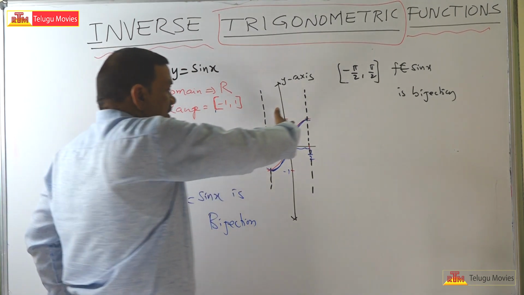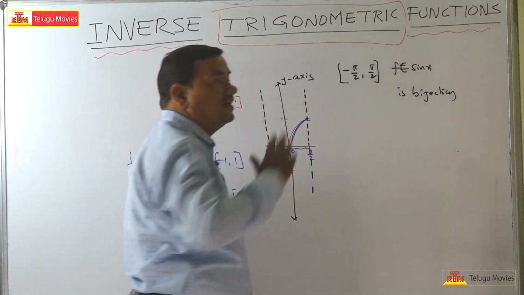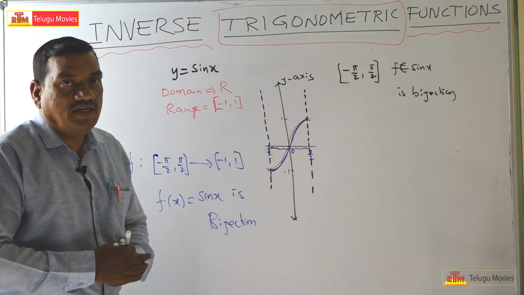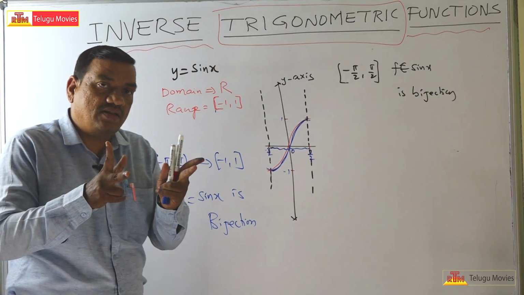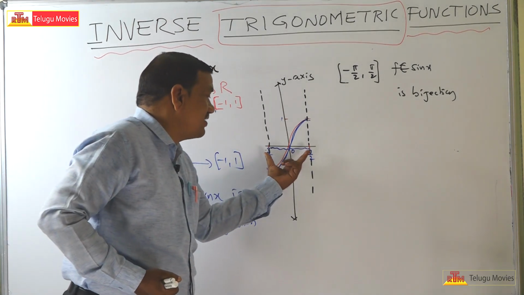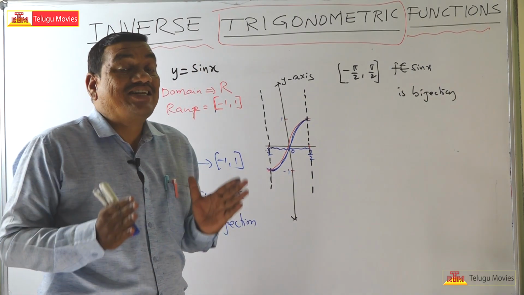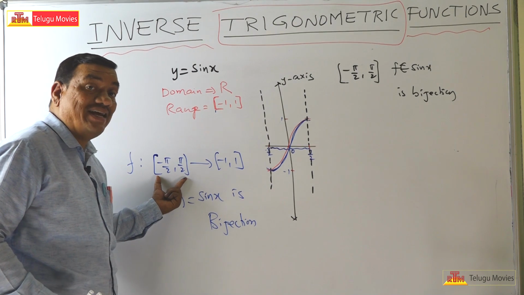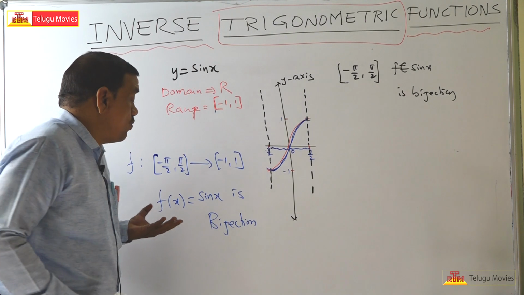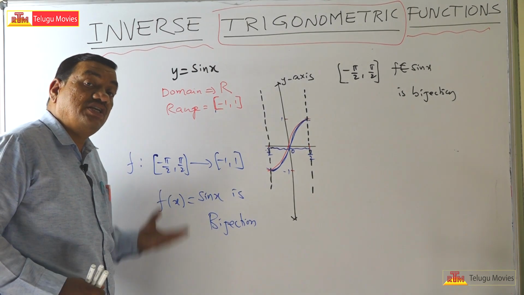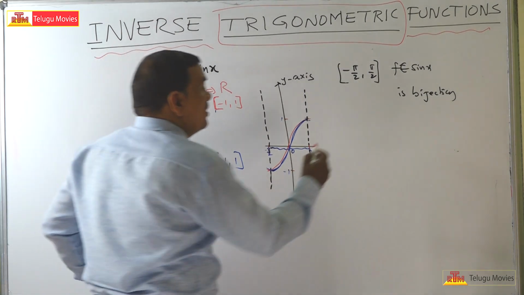Understand? So I have cut. From plus pi by 2 to infinity, I cut, and this side, minus pi by 2 to minus infinity, I cut, in both directions. I have taken the interval minus pi by 2 to plus pi by 2. That means I restricted the domain. I have restricted the domain. So here the domain I restricted. From here to here, the function is both one-one and onto. Therefore, its inverse exists.